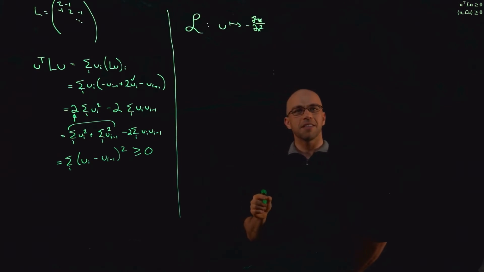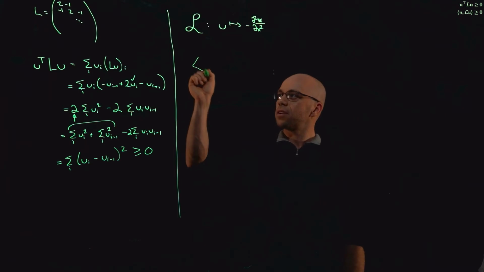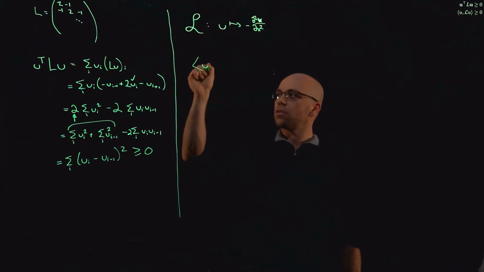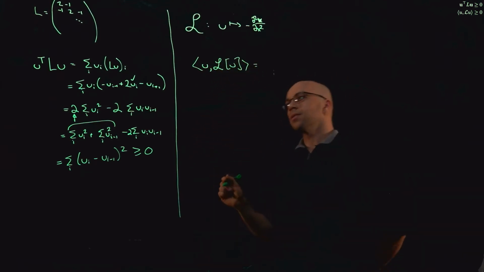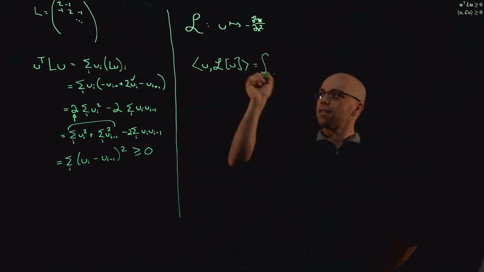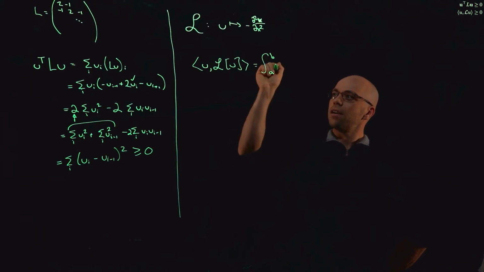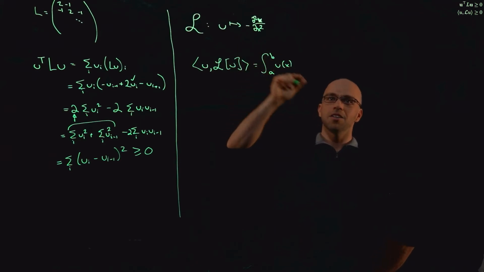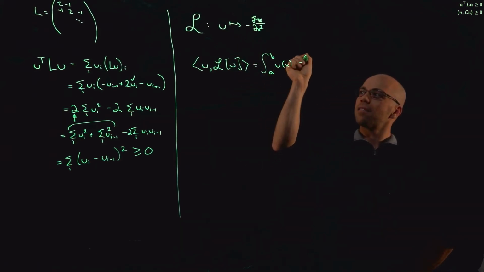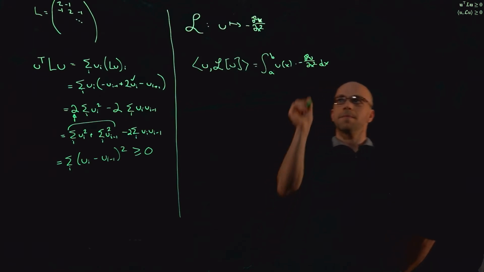And we can actually check a similar semi-definiteness condition for this one. Remember the inner product of two functions, so we have u and L applied to u. This is equal to the integral, in this case we're dealing with functions on the interval from a to b, so it's the integral from a to b of u of x times L of u of x, which is the second derivative, right? So we have times minus d squared u dx squared, like that. Okay, and this is a function of x again.